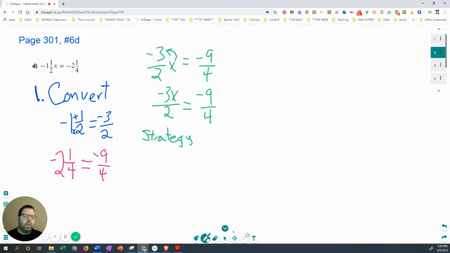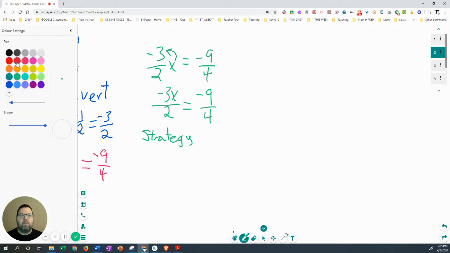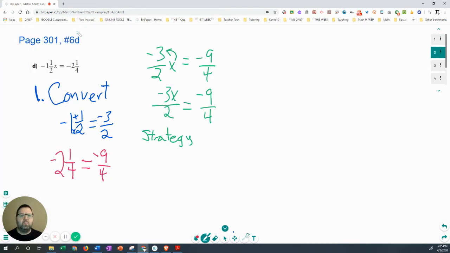All right, so strategy. What happens when you have fractions on both sides? What strategy do you know from even grade 8 that might lend itself? If you were thinking cross-multiplying, you would be right.